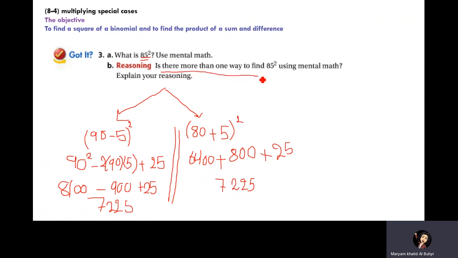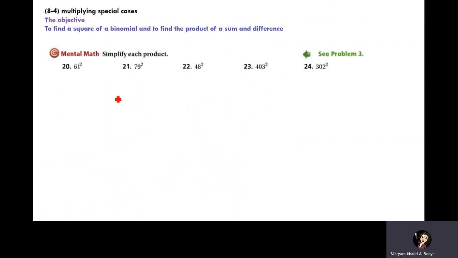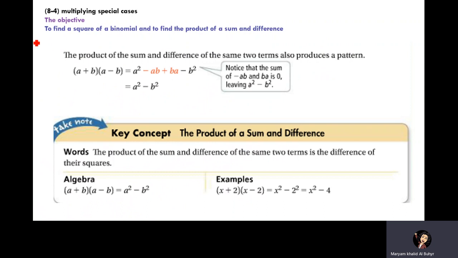Is there more than one way for 85? Use mental math, which is yes, you will say yes. And this is the other way that I already gave you here. I feel this is not much useful, but I just gave it to show you how we deal with the rule that I just showed you in the key concept, which is the property. For that, I'm not going to do extra exercises.